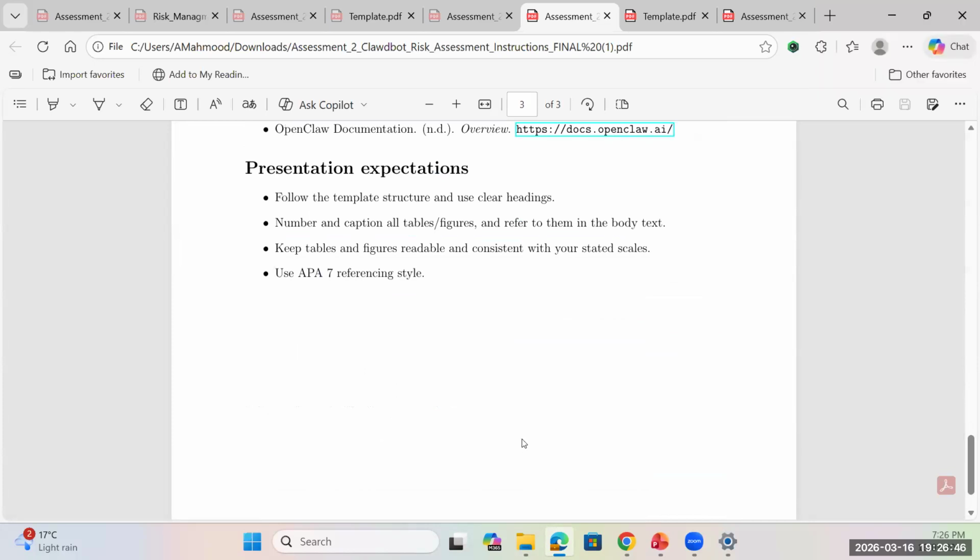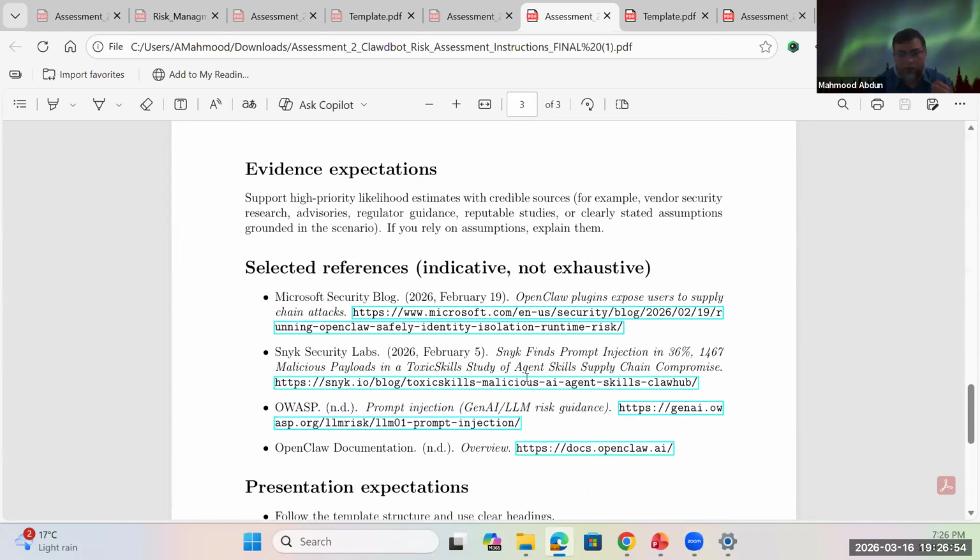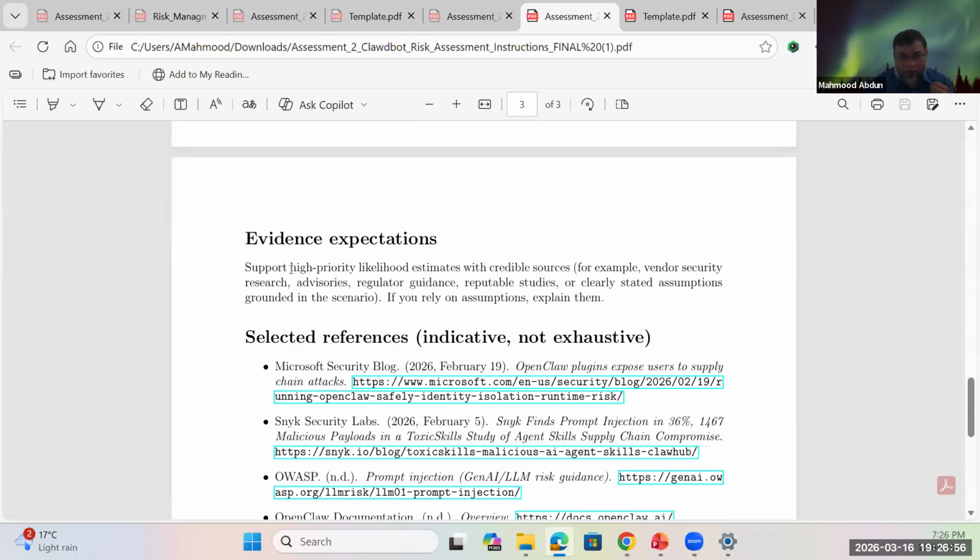Sorry, what's an example of that? Example of what? Sorry, just scroll up a little bit. Yeah, here, the evidence expectations. Here you can see: support high priority likelihood estimates with credible sources, for example, vendor security research, advisories. You go to CVE databases, NVD databases, regulatory guidance, reputable studies. So that's your research. That's basically where you find this information from.